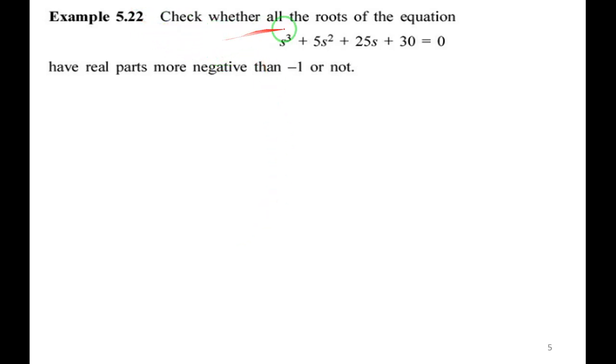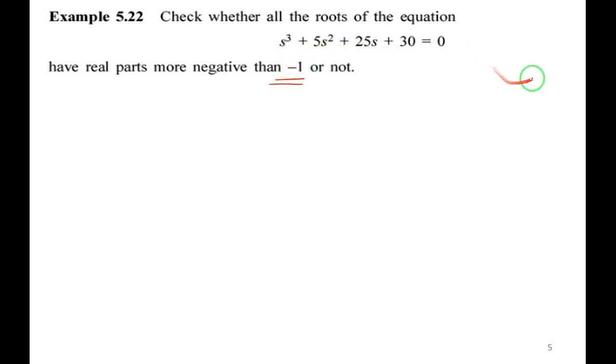Check whether all the roots of the equation s cube plus 5s square plus 25s plus 30 equal to 0 have real parts more negative than -1. Observe here, more negative than -1 or not. It can be -2, -3, -4, -5, anything like that, because as I told you, sigma can take any value, 1, 2, 3, 4. They can change the same problem. If they give -2, fine.